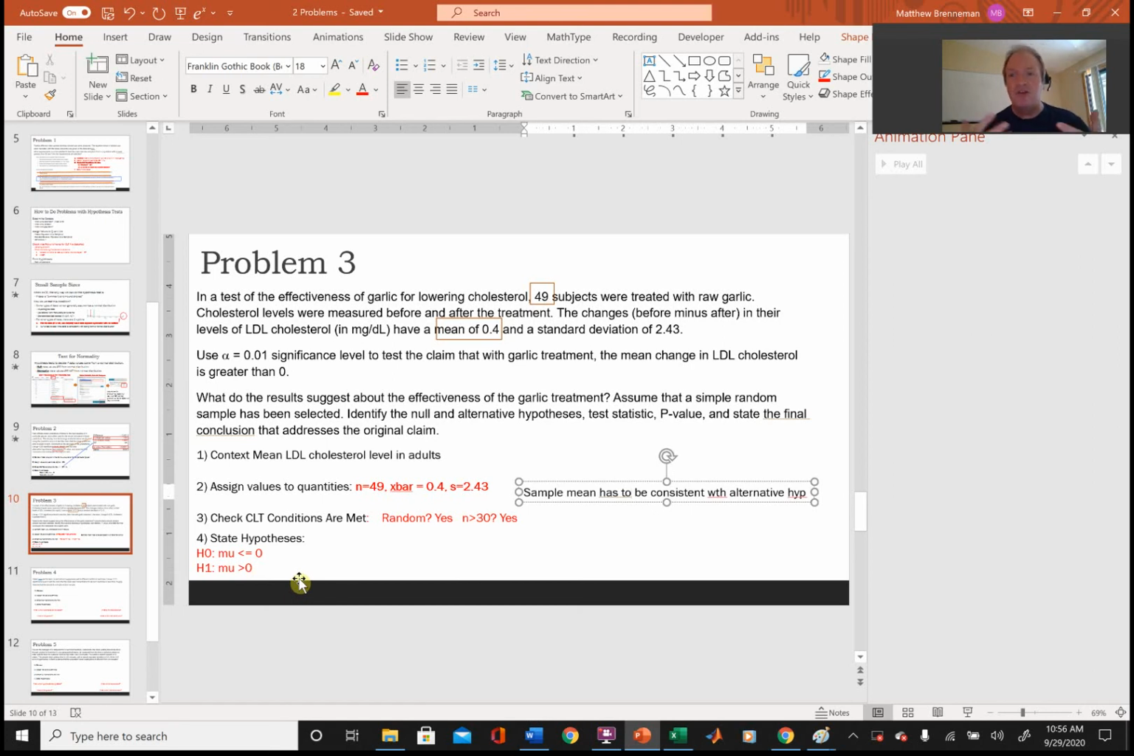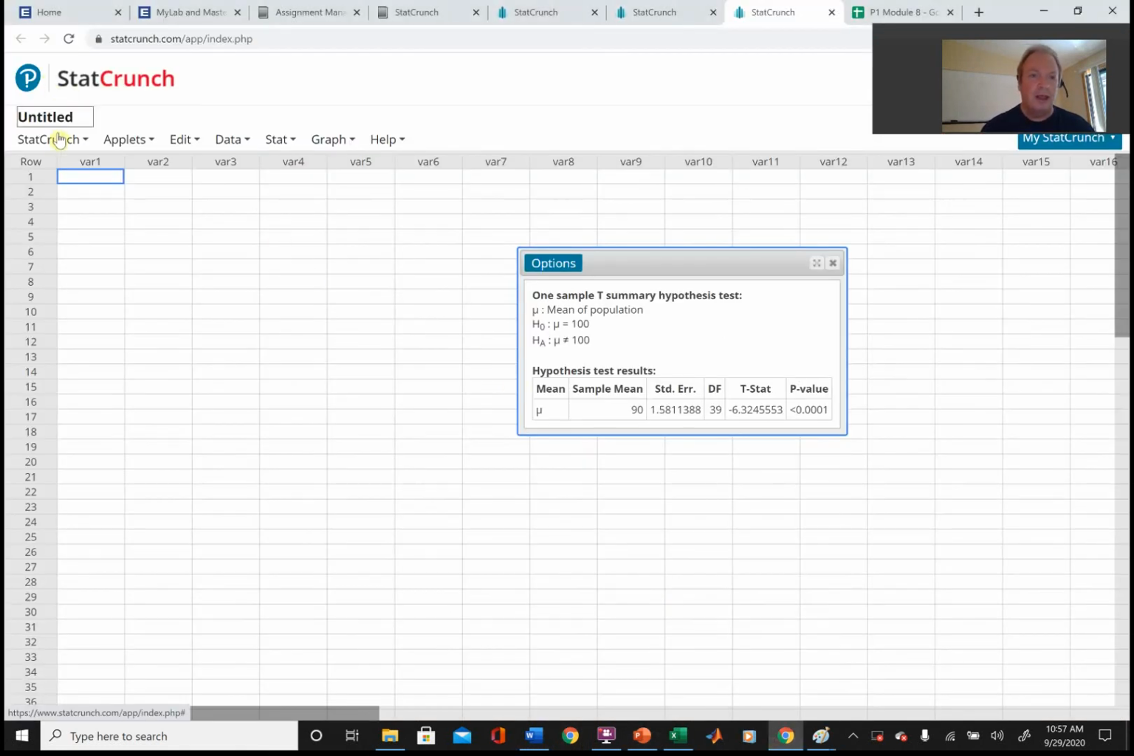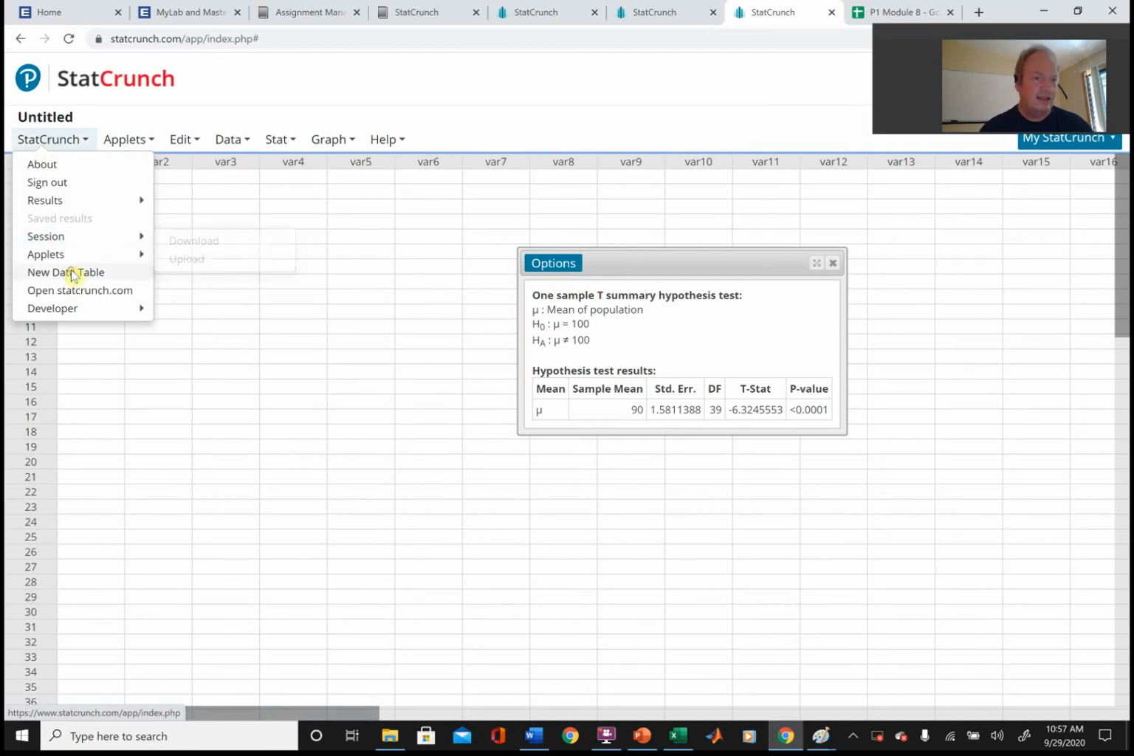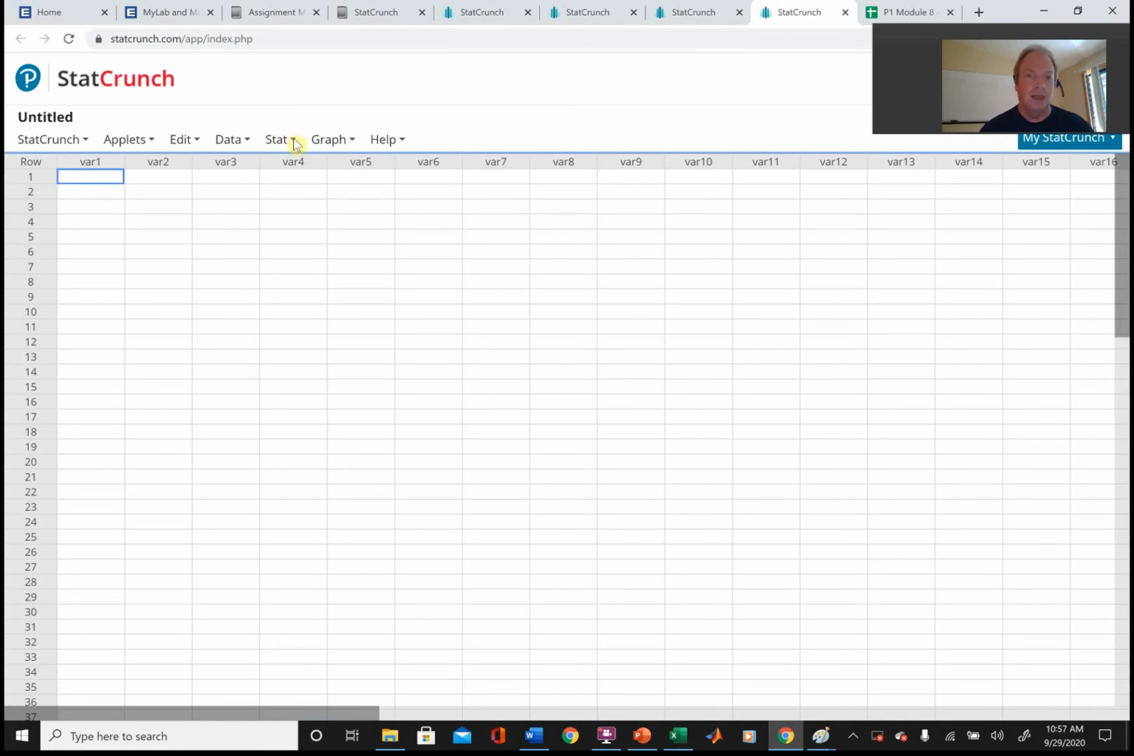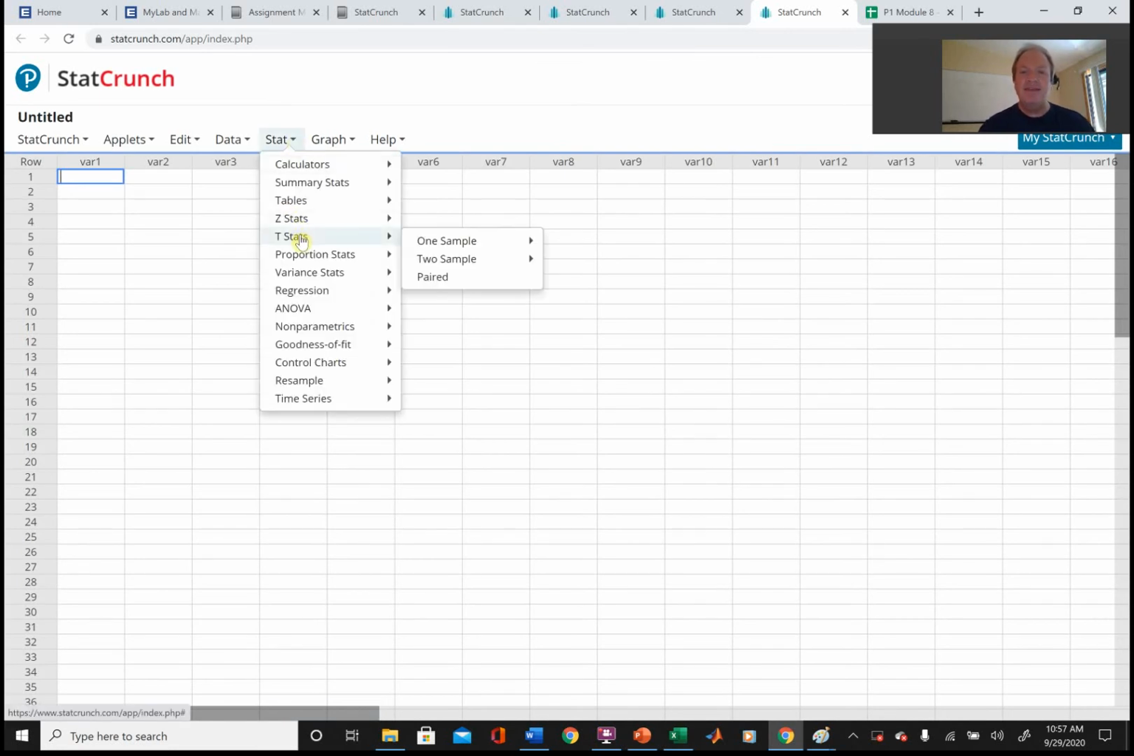Okay, so let's see how to actually run this now in StatCrunch. I have all this information that I need. I'm going to go ahead and enter this in StatCrunch. So here we go. I'm going to open up a new data table, so I have a nice clean slate. And I'm going to go down to t-stats.